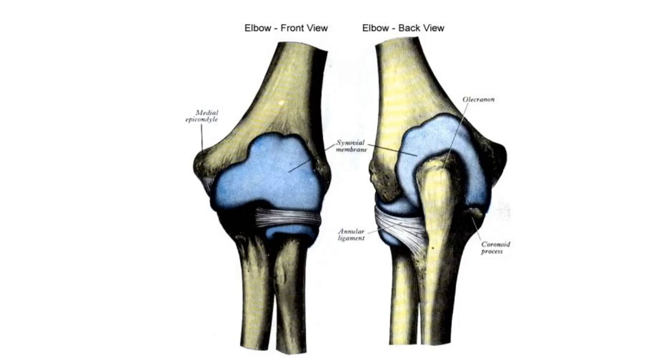So if this is an elbow and this is the front and this is the back, can you tell me which elbow this is, right or left? Good. If you said a left elbow, you are correct. Good job.